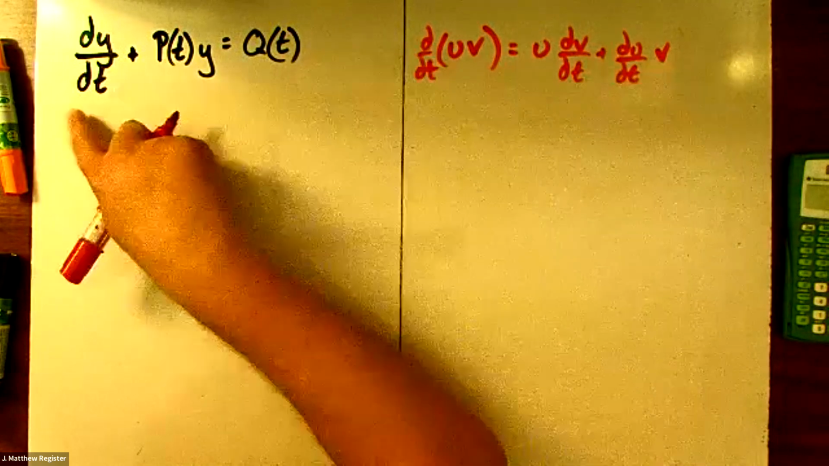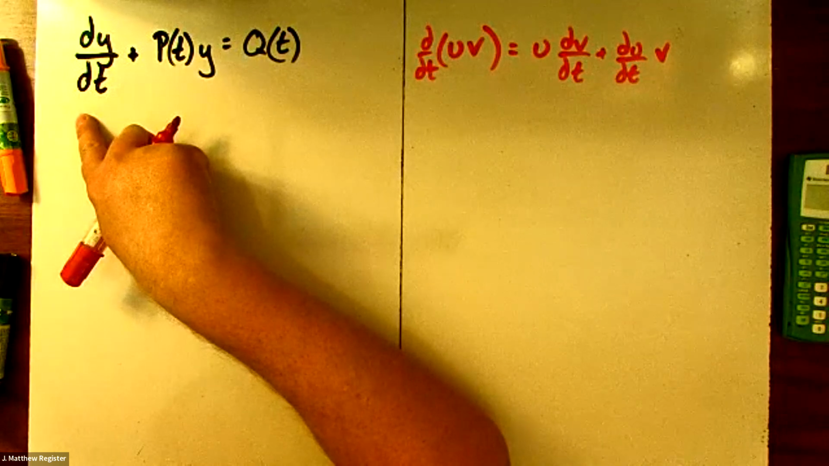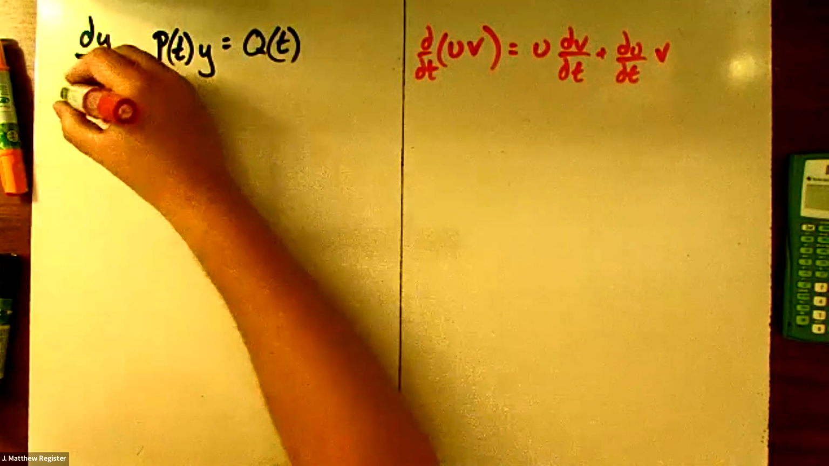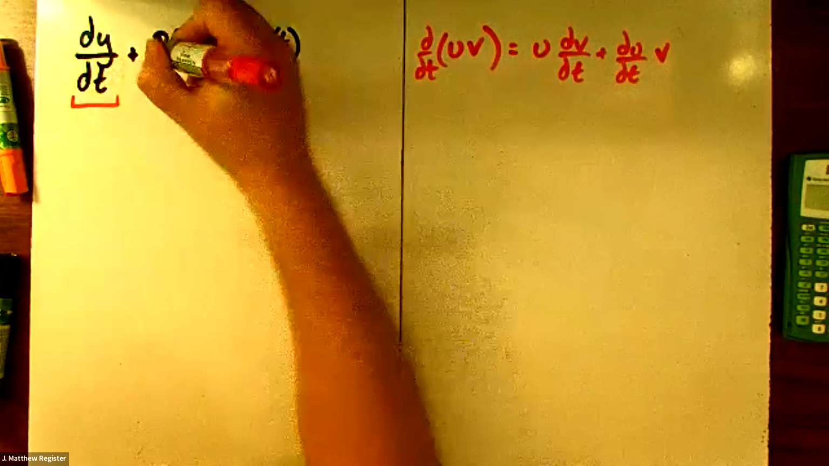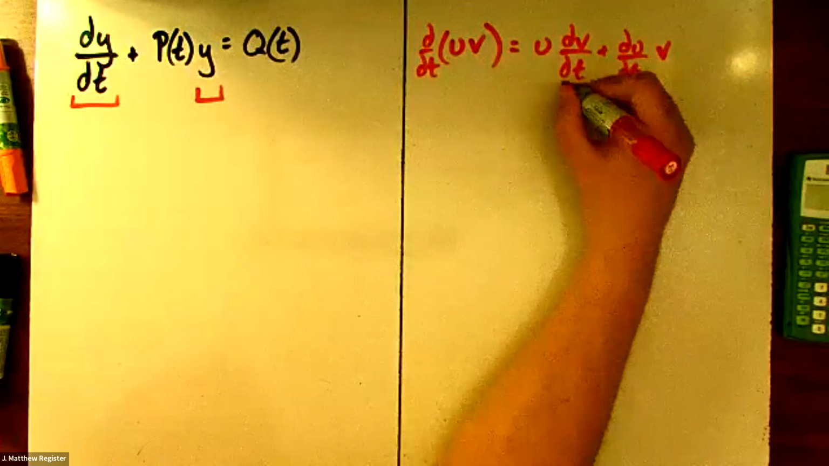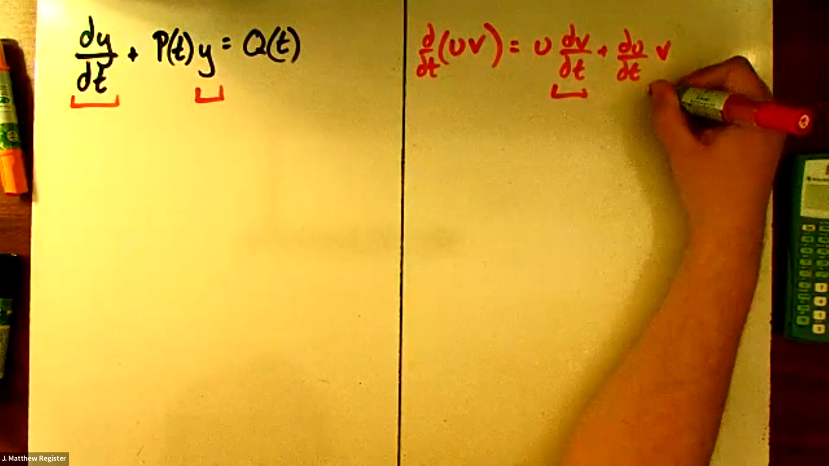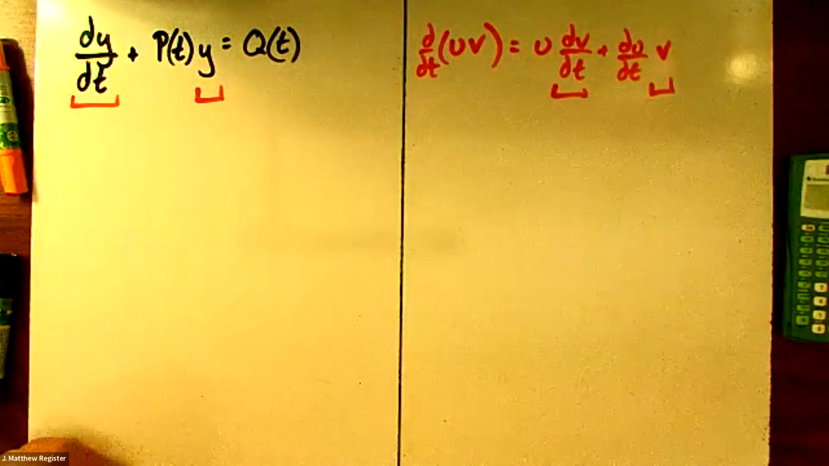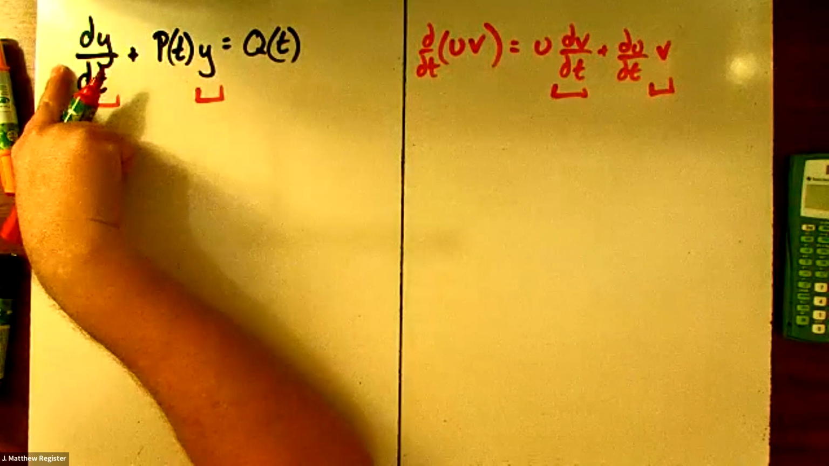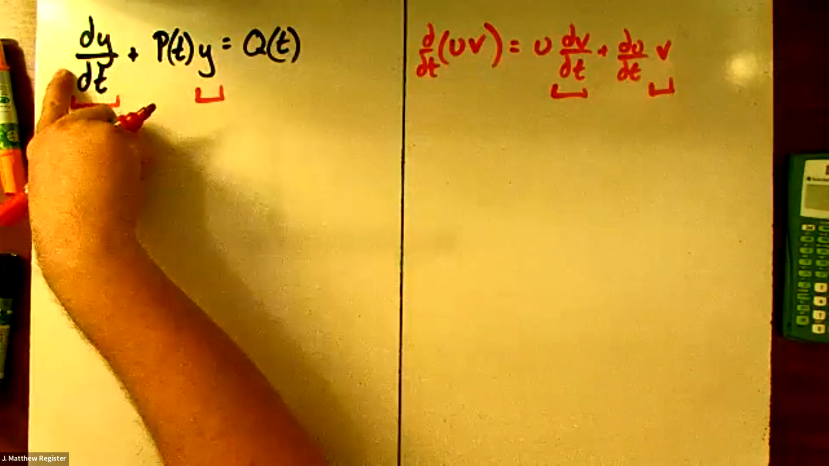Well, if you look over here, we almost have this structure in place. Not quite, but we almost do. We have this term here and this term here, which are like the dv/dt and the v. And so if this p of t term were the derivative of whatever's here, we'd be good. The problem is we don't actually have anything here.